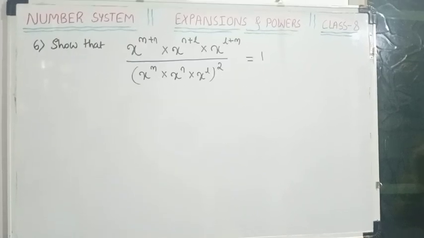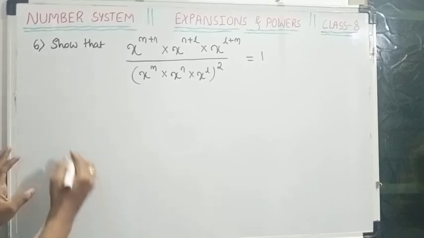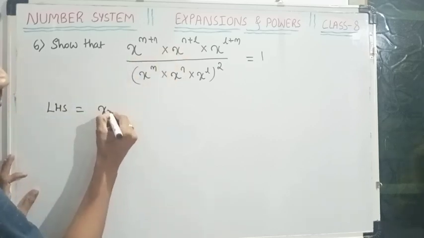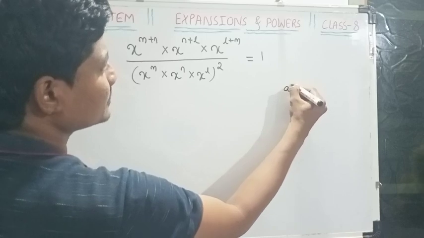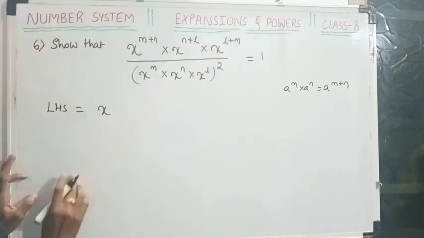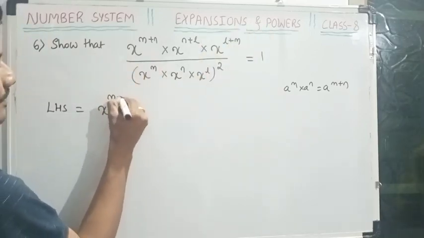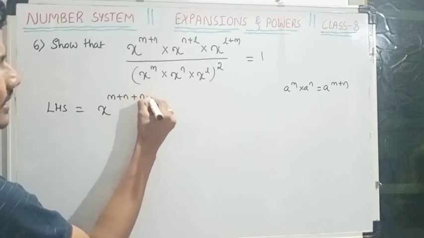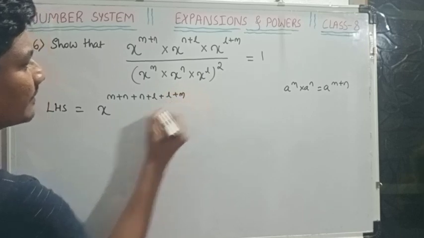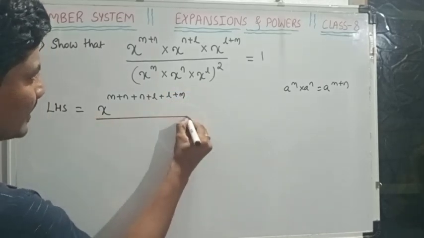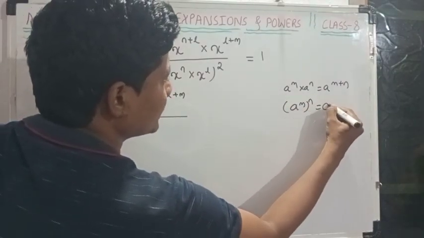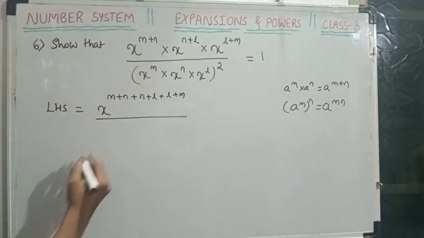Here we go with the next question. x to the power m plus n into x to the power n plus l into x to the power l plus m, divided by x to the power m into x to the power n into x to the power l, whole to the power 2, equals 1. We have to show that LHS is equal to RHS. I'll take the LHS. For this, I am using the identity a to the power m into a to the power n is equal to a to the power m plus n. Here, x to the power m plus n plus n plus l plus l plus m. I have to add all the powers here in the denominator also. I'll take the help of this law of exponent, that is a to the power m, whole to the power n, is equal to a to the power mn.